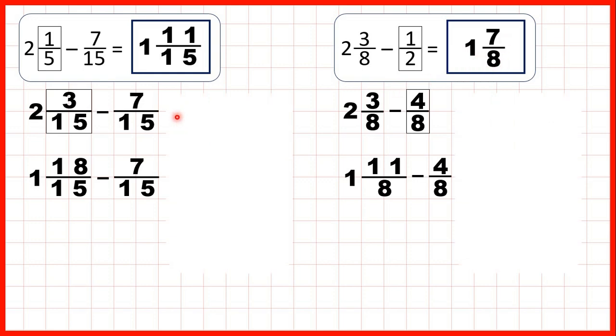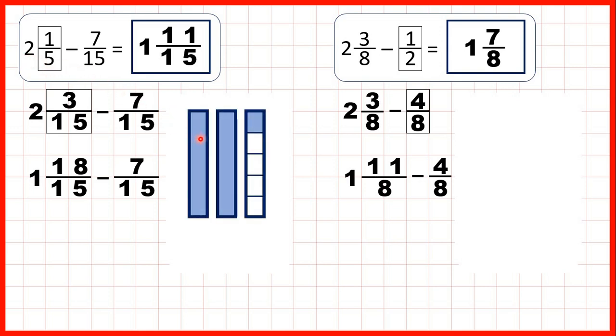Let's have a look at the fraction bars to see what we did here. So for this first question, we started with 2 1/5, but we needed to take 7/15 away. We changed the 1/5 into 3/15, but we still couldn't take 7 away, so we changed one of our wholes for 15 more 15ths. That meant that we had 1 18/15 altogether, so we could subtract 1, 2, 3, 4, 5, 6, 7 of those to leave 1 whole and 11/15.